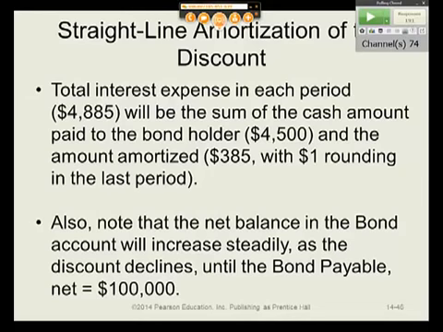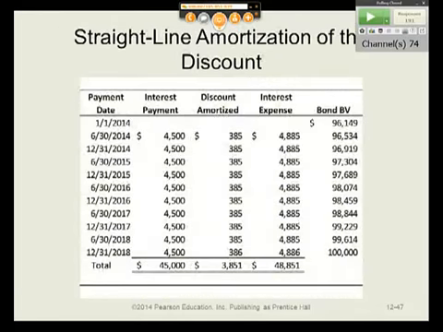So I'll show the entries in a minute, but by making the entry to amortize, the discount goes down, the bond carrying value goes up, and you have 100,000 at maturity. And again, the total interest expense is going to be the sum of the discount amortization plus the cash interest. So let me put this up on the doc cam, might be easier to see.